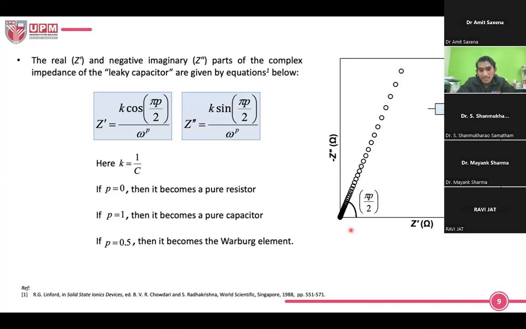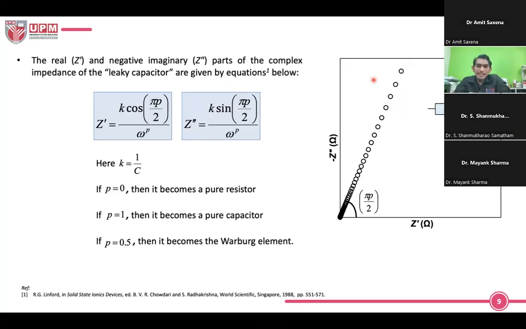depending on the inclination. If the value of p is 0, it becomes a pure resistance because it will become a single dot here. And if p is equal to 1, the spike will form a straight vertical spike, so it will act as a pure capacitor. And if p is equal to 0.5, this CPE will behave as a Warburg element, right?